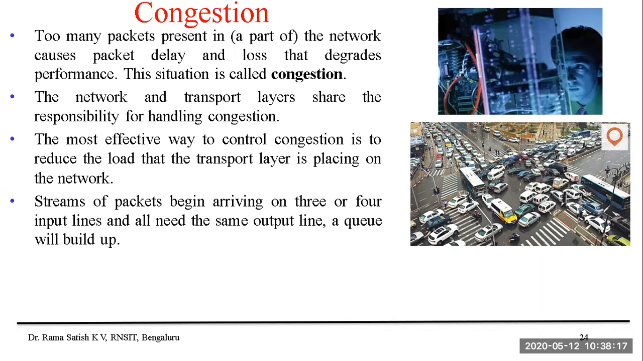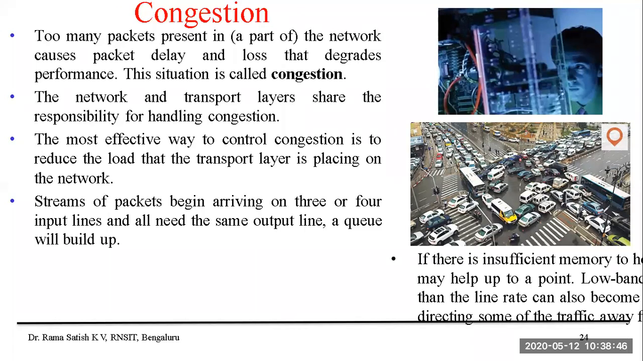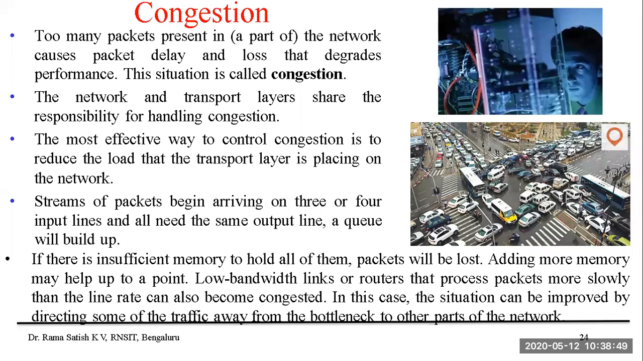A stream of packets begins arriving on 3 or 4 input lines, and all of them need to go to the same one output line. So a queue is built, and once the queue is filled, automatically packets drop. This is the reason for congestion. I think we have done a sufficient number of experiments in computer networks based on this. We have worked on it, right? If there is insufficient memory to hold all of these incoming packets, they will be lost. Yes, that is the dropping of packets we have seen.